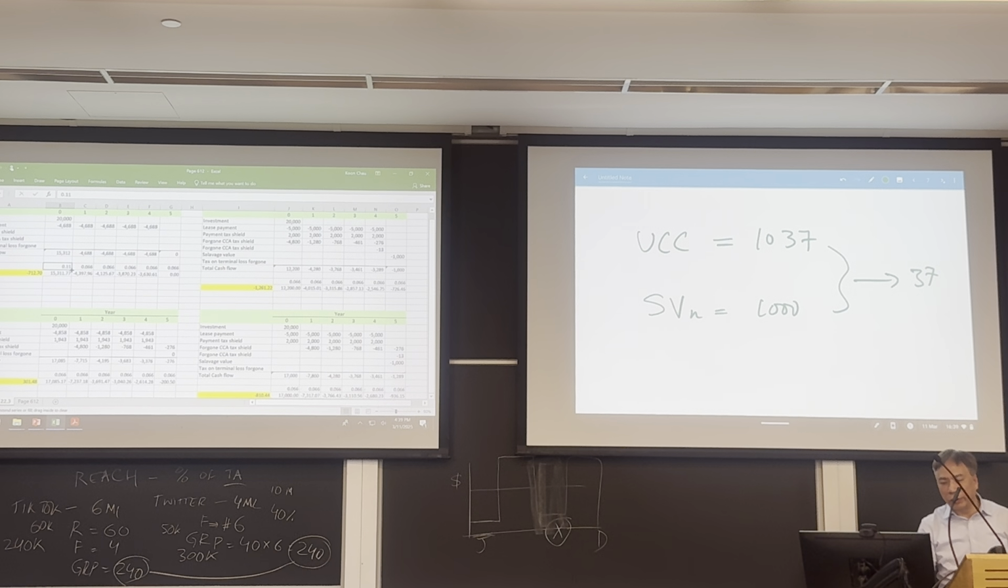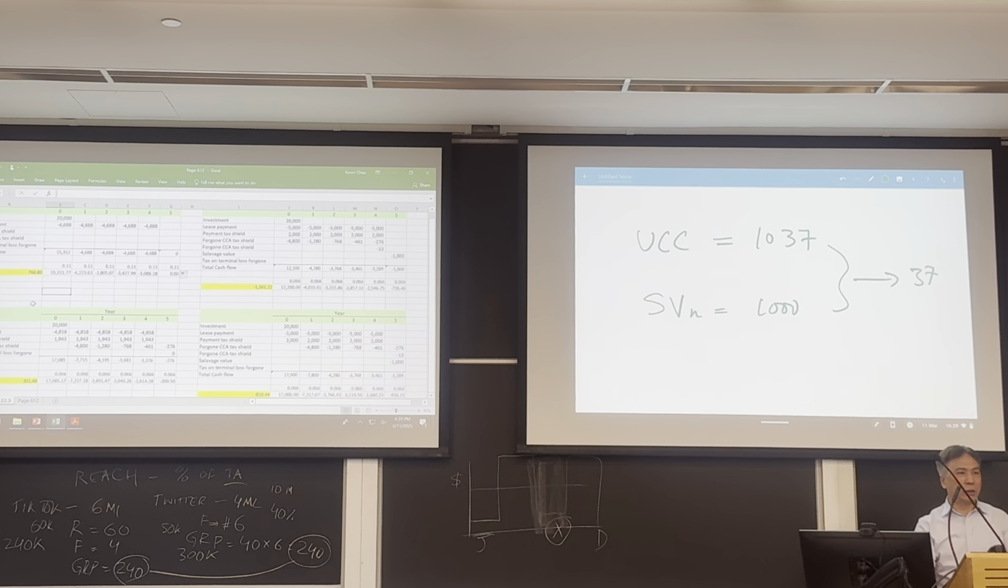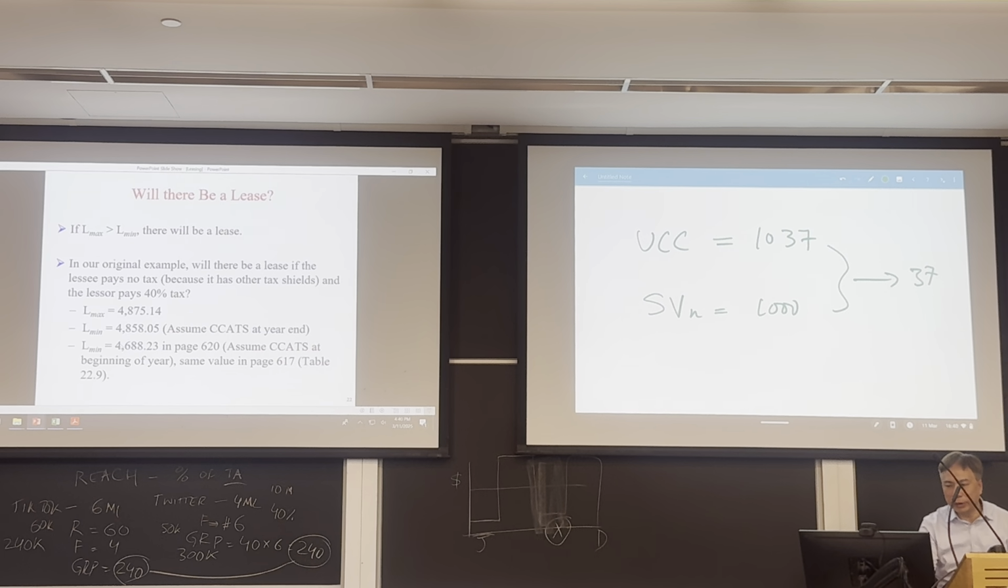Because the tax rate is 0, all right? So now, again, I want to find out what's the lease payment. What is the maximum lease payment the lessee is willing to pay? Well, you can solve it manually, it should be very easy. But I'm using Excel, so now I want this equal to 0 by changing my lease payment. So 4,875, which is the number I have right here.